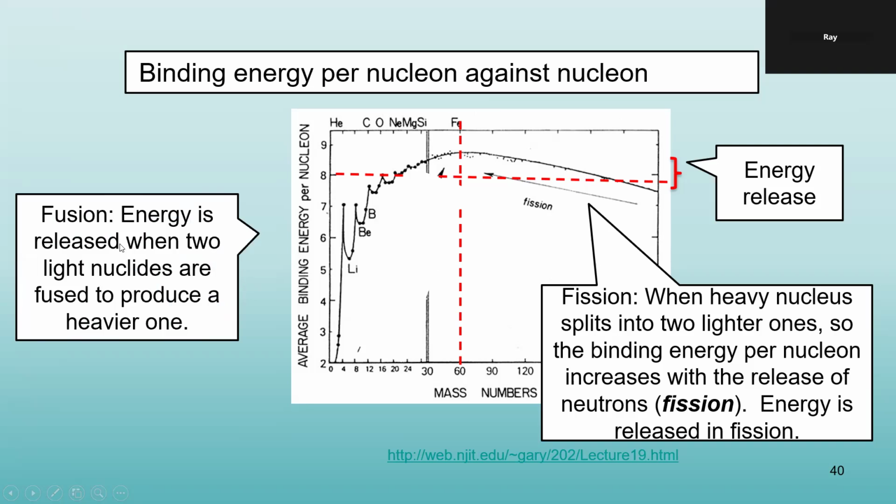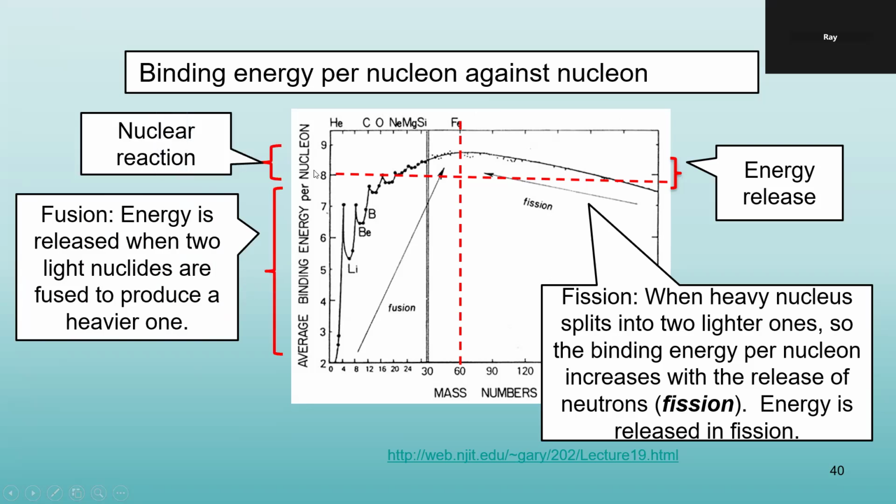Fusion: energy is released when two lighter nuclides, right, from here, fuse to produce a heavier one. And then this part, for those that are in between, will be nuclear reaction. That example will be gold.